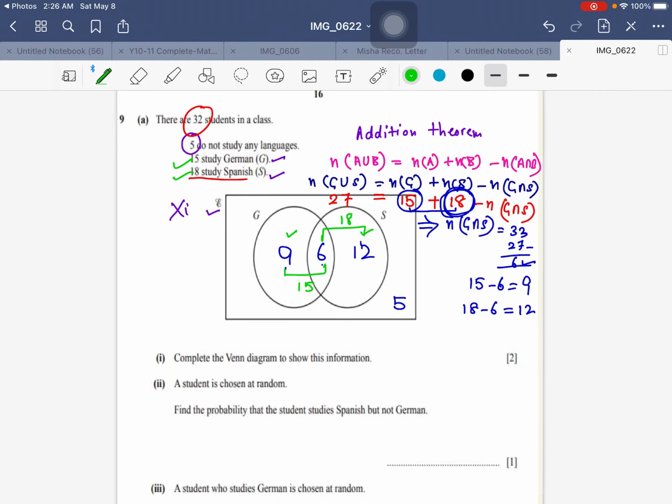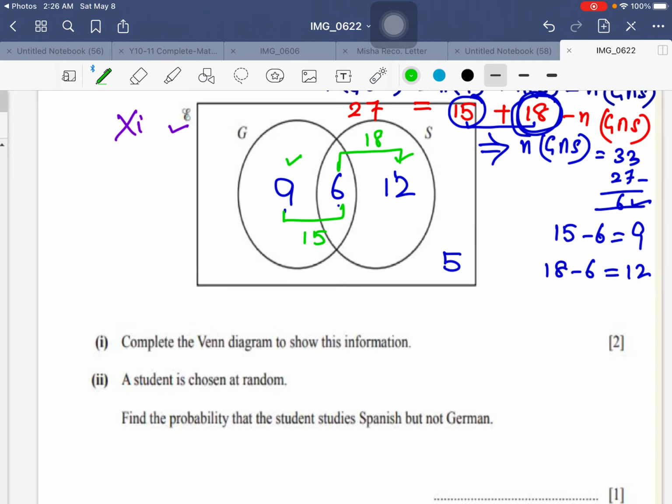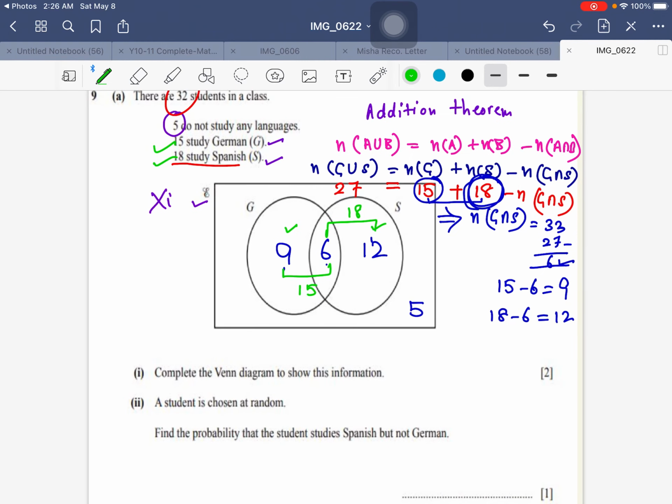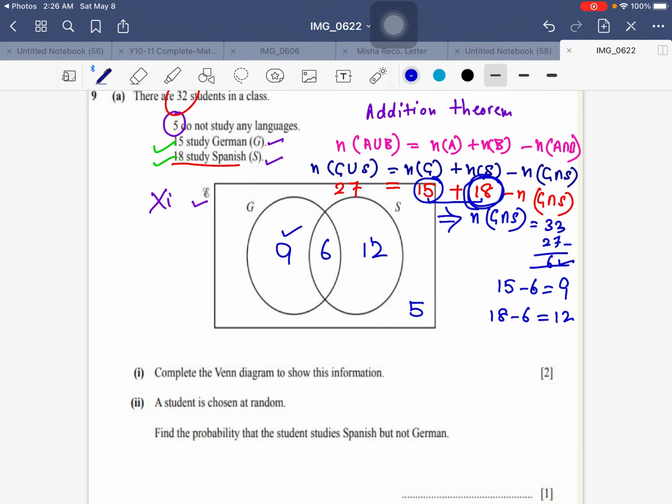Now use this Venn diagram to answer the following questions. The first was complete the Venn diagram to show this information. So the Venn diagram is completed. Let me erase unnecessary things. We don't need this here. We don't need this here. So now the Venn diagram is completed. You can see here 9, 6, 12 and 5. So these areas were needed. So the Venn diagram is completed. I tick here 2 marks.